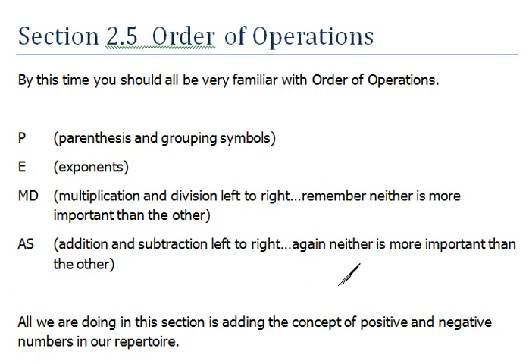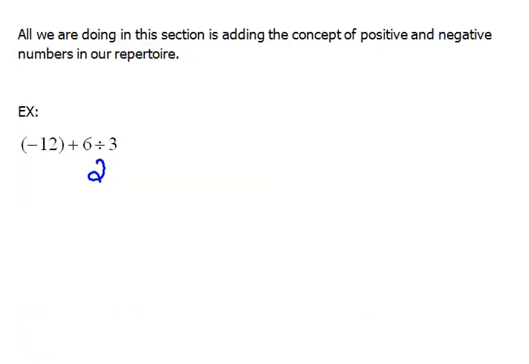In this section, we're just going to be doing order of operations problems. All we have done here is add in positive and negative numbers. So let's see what we have first. Our first example says negative 12 plus 6 divided by 3. If you'll notice, we have an addition and we also have a division.